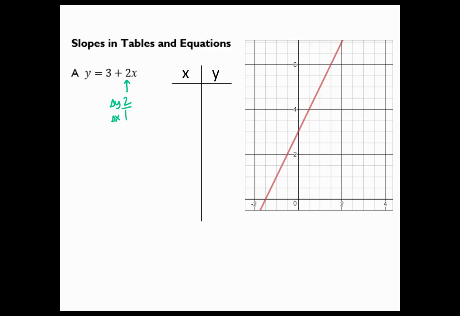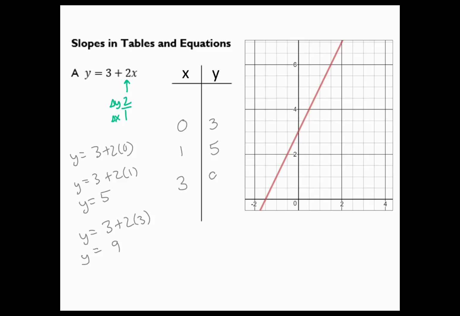So one of the ways we started to make a table was to just plug in different values of x. So let's say I put in x as 0. That would be 3 plus 2 times 0. That gives me 3. So there's going to give me my y value. We'll let x be 1. Then it becomes 3 plus 2 times 1, which in this case is 5. So put in 1, get out 5. Put in, let's go 3. Okay, so 3 plus 2 times 3. In that case, we get 9. So if I put in 3, I get out 9.